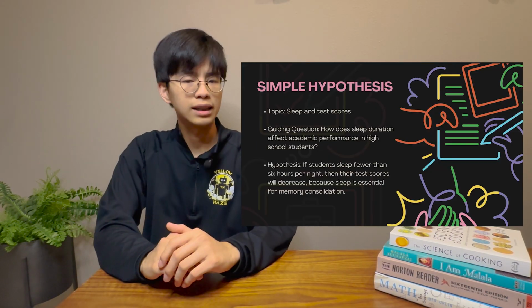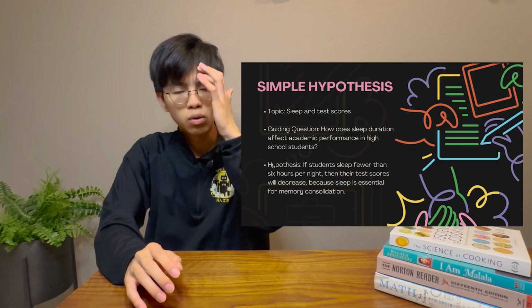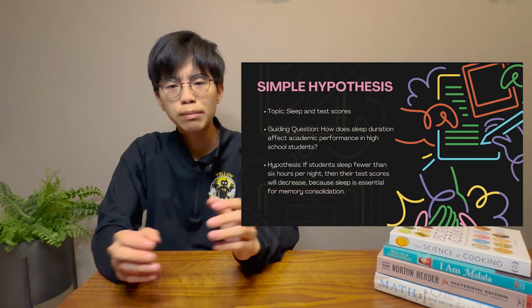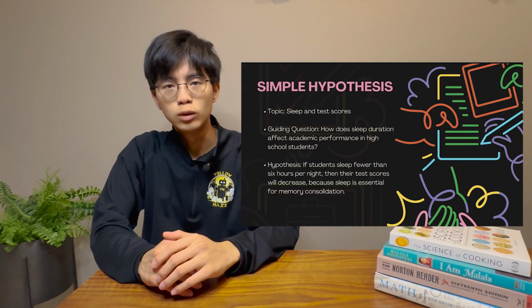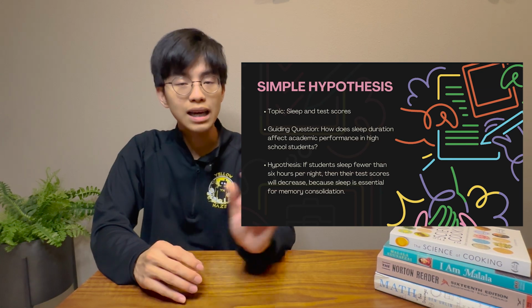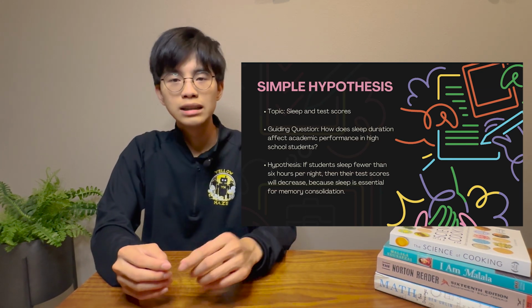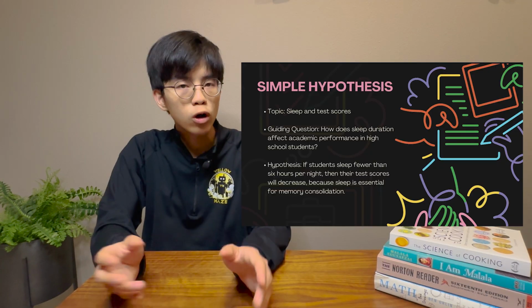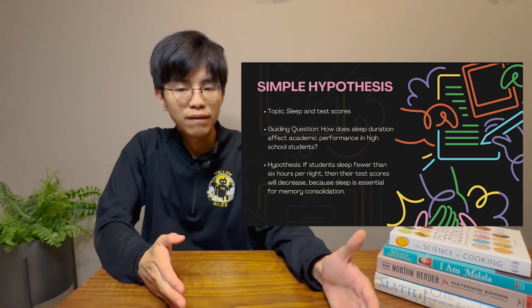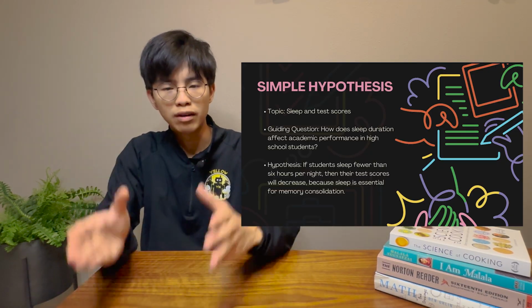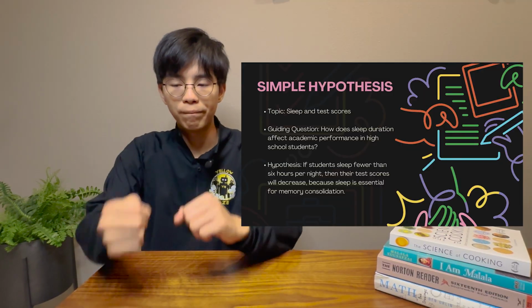Here's a simple hypothesis example. The topic is sleep and test scores, and our guiding question is how does sleep duration affect academic performance in high school students? So our hypothesis is if students sleep fewer than 6 hours per night, then their test scores will decrease because sleep is essential for memory consolidation. All three parts: if, then, because, the independent variable, dependent variable, and also the scientific reason based in memory consolidation.